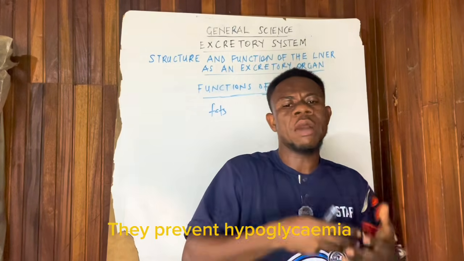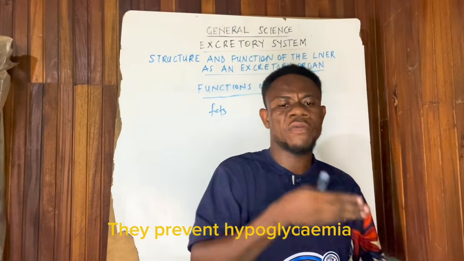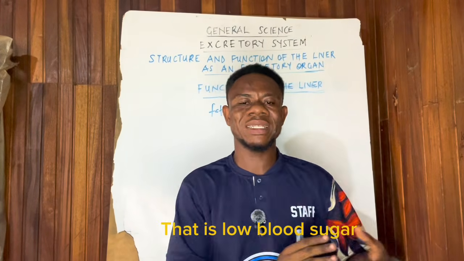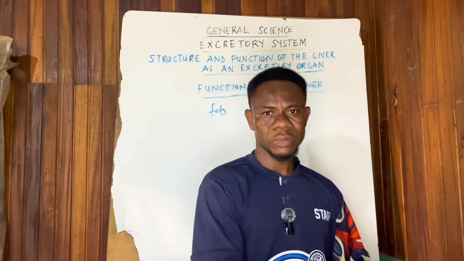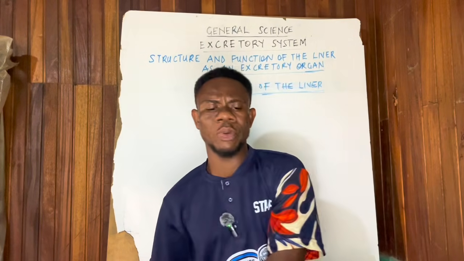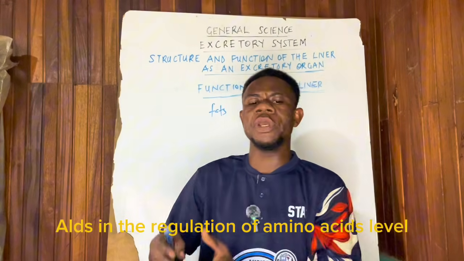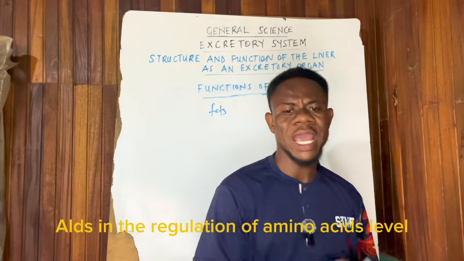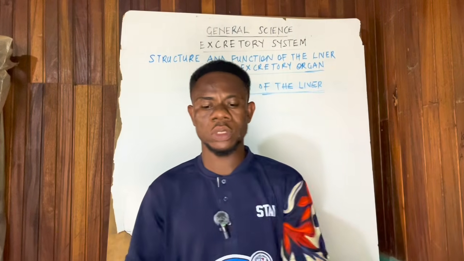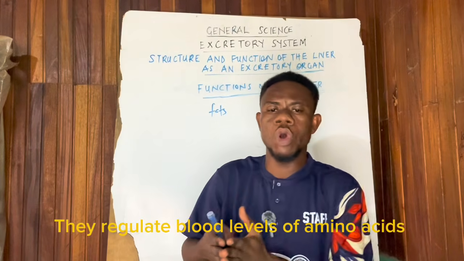At the same time, they prevent hypoglycemia. When we talk about hypoglycemia, it is low blood sugar. Then the fifth importance is the liver aids in the regulation of amino acid levels. Function, we will say they regulate blood levels of amino acids.